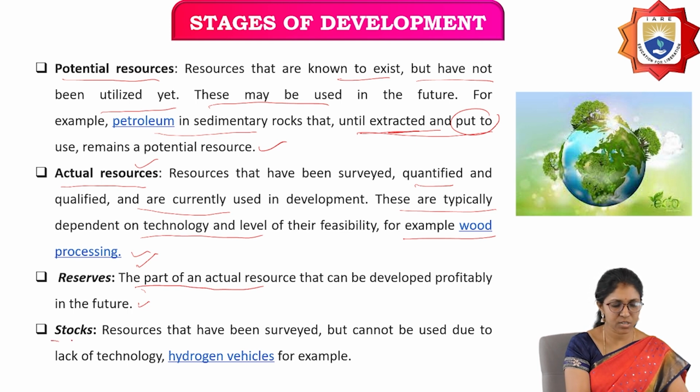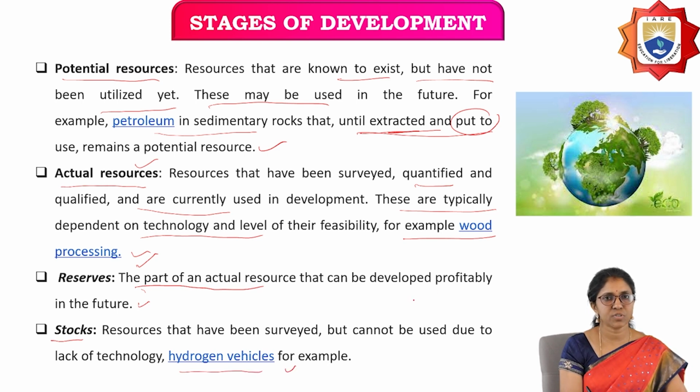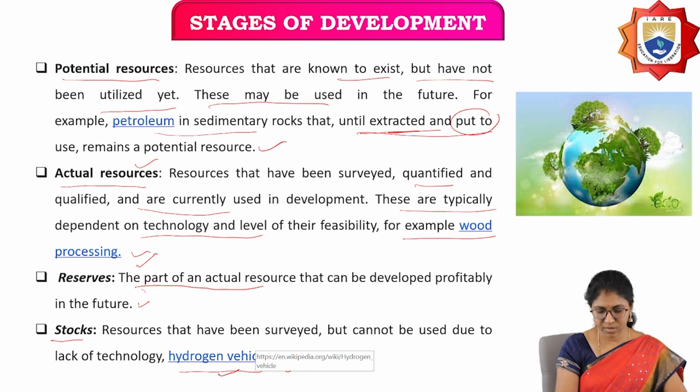Stocks are resources that have been surveyed but cannot be used due to lack of technology. An example of stocks is hydrogen as a fuel for vehicles. So these are the stages of development.